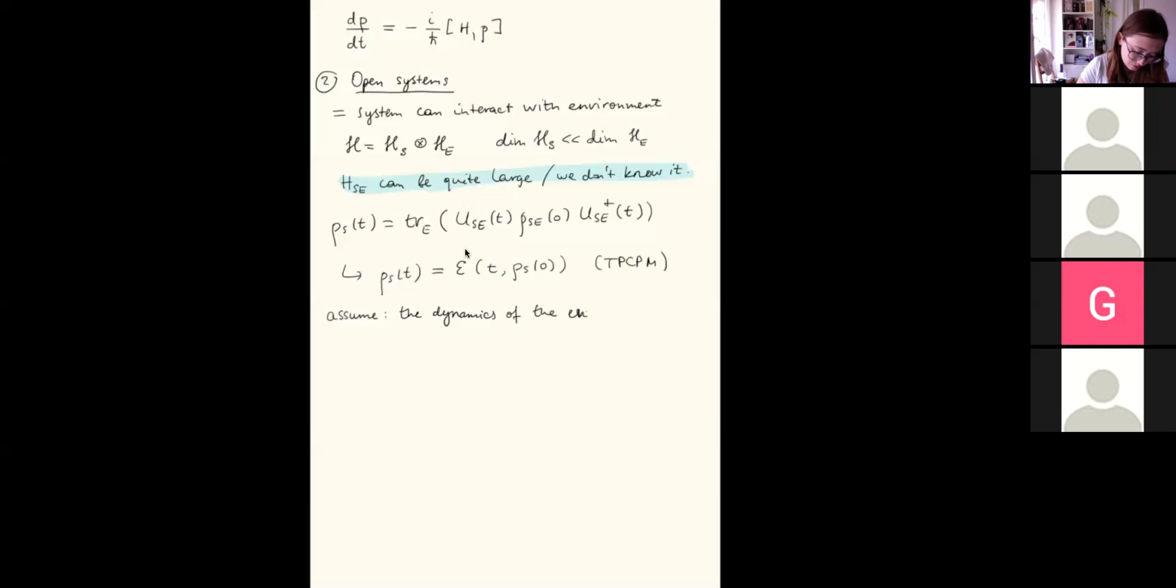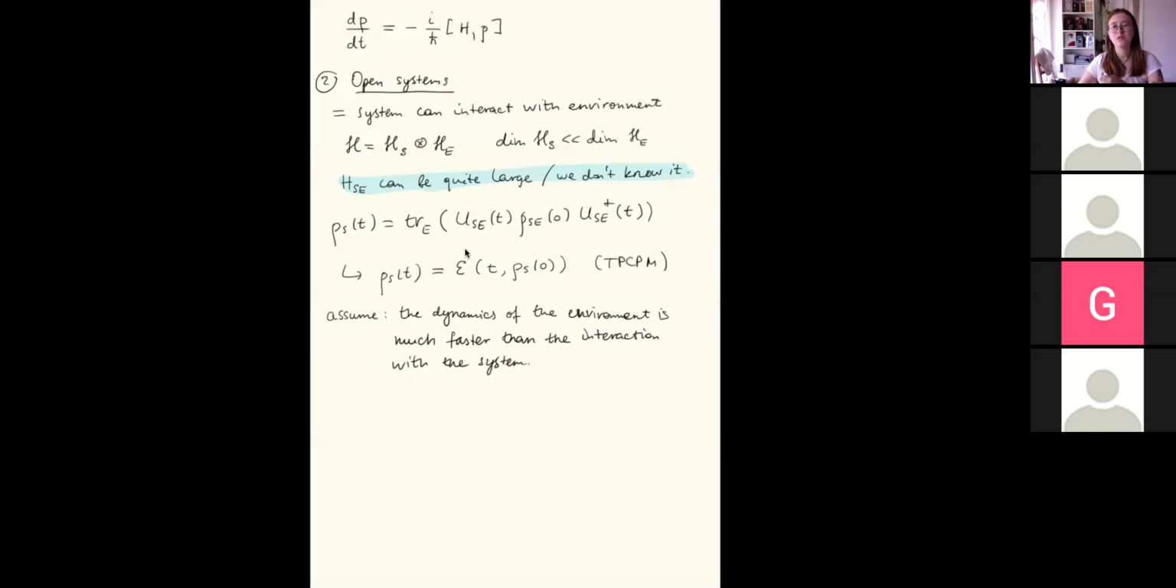So the dynamics of the environment is much faster than the interaction with the system.